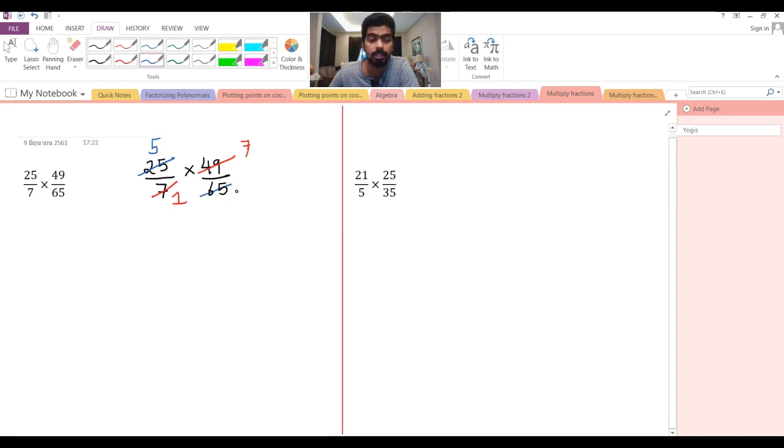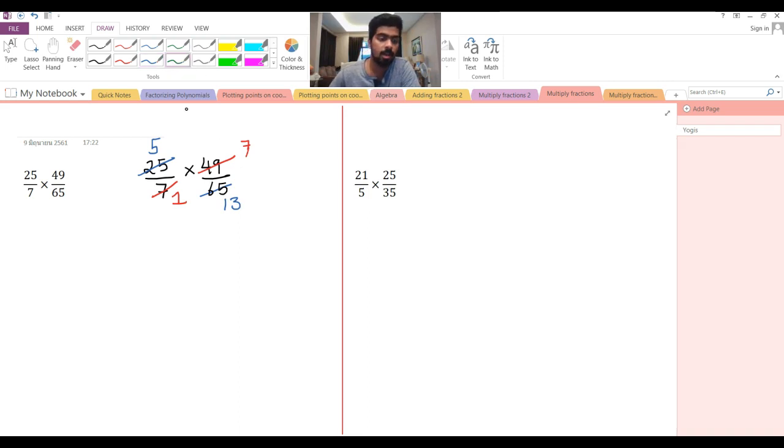5 times 13 gives us 65, so 65 will change to 13. If you're not sure about it, you can also draw a line using it as working space, and then you can do your division here. Okay guys, so what did we do here? 25 and 65, we divided both of these numbers by 5, and we got 5 times 5 gives us 25, and 5 times 13 gives us 65.